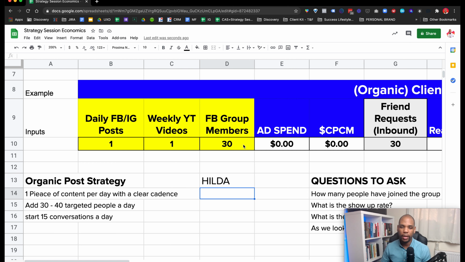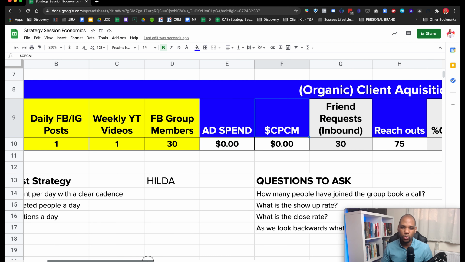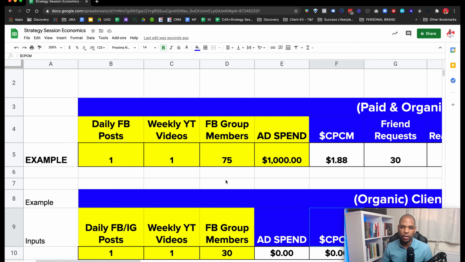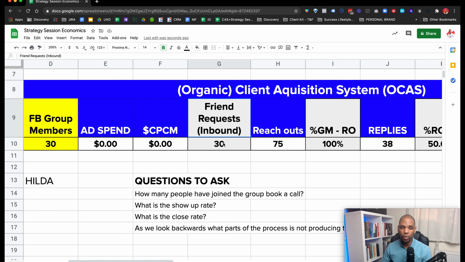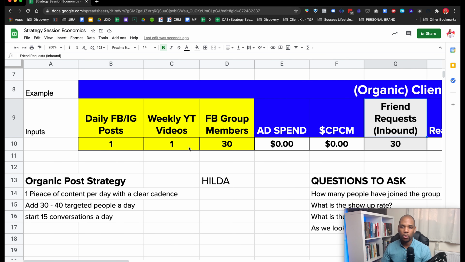But the way you want to think about it is, all right, if you're not running any Facebook ads, so this is just an organic system. I do have a paid version above, but for now, I'm just going to show you the organic system. So the way it works is that you'll have the platform that you're running your posts on. And then you're going to think about, okay, how many friend requests are coming inbound as a result of the content I'm putting online? And this is a good thing to track.